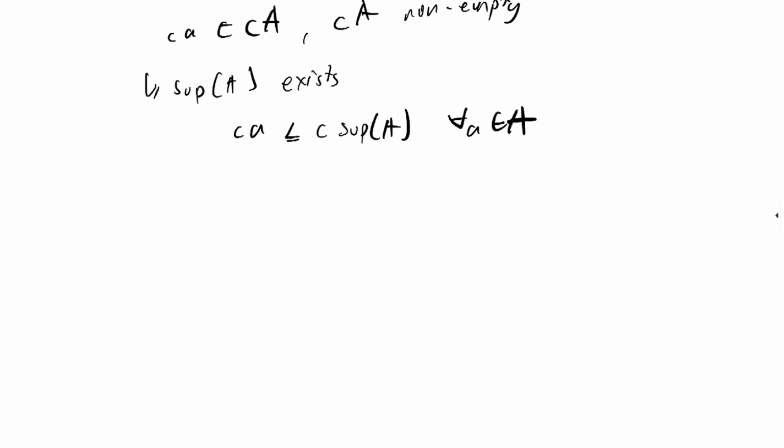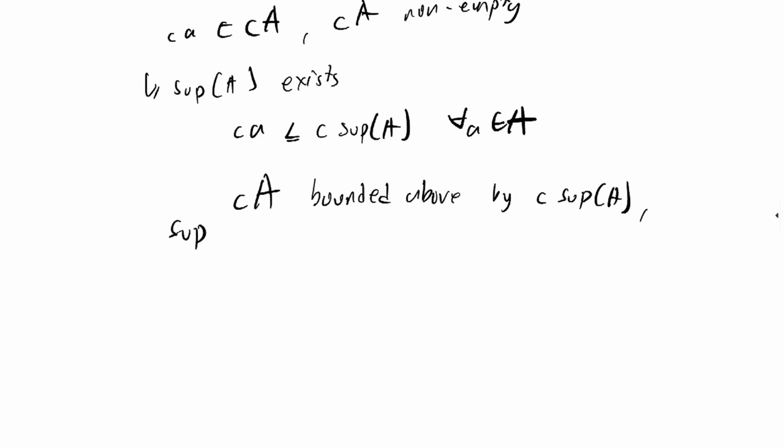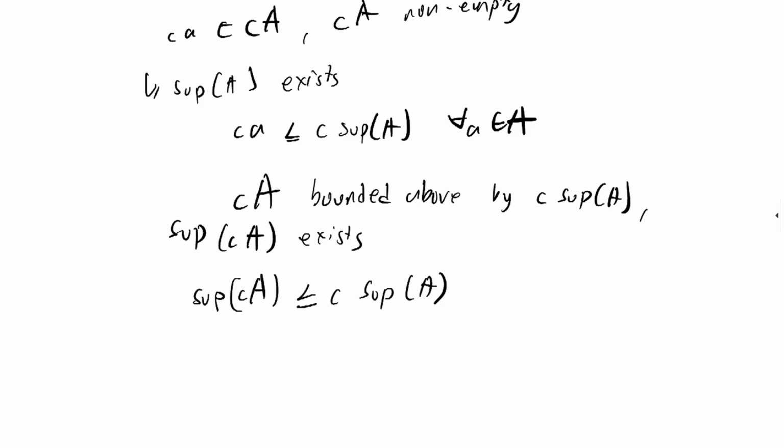Okay, and this is of course for C greater than 0. So CA, with cap A, is bounded above by C times the supremum of cap A. And so by the completeness axiom, because we know this is true from this earlier statement, we can go ahead and apply the completeness axiom, and we can say that the supremum of CA exists, and more importantly, that the supremum of CA is less than or equal to C times the supremum of cap A. Okay, so that's all we're showing here.